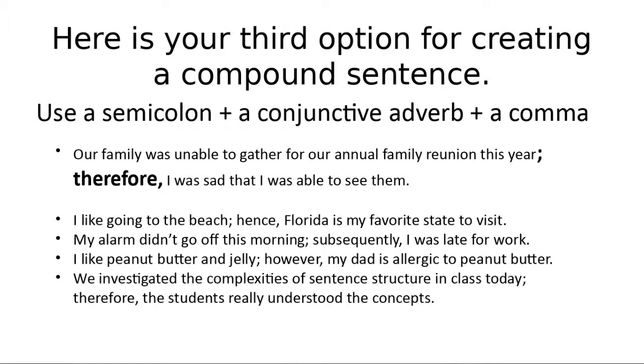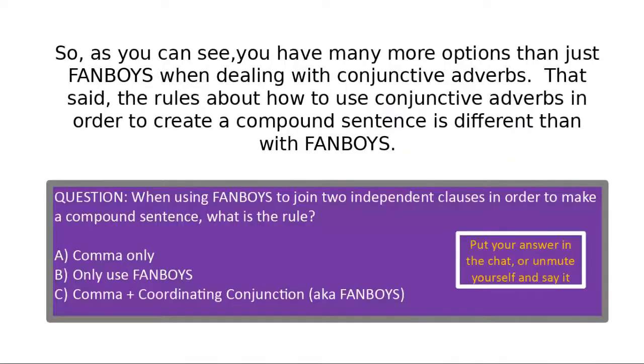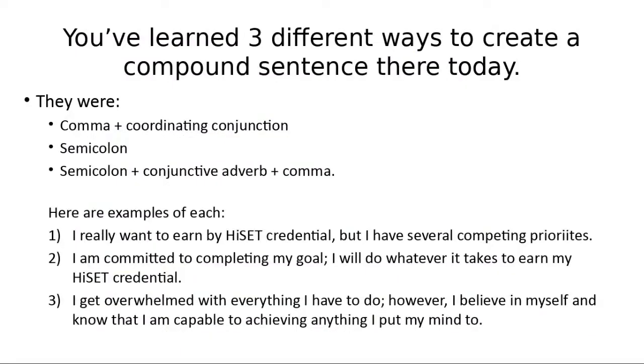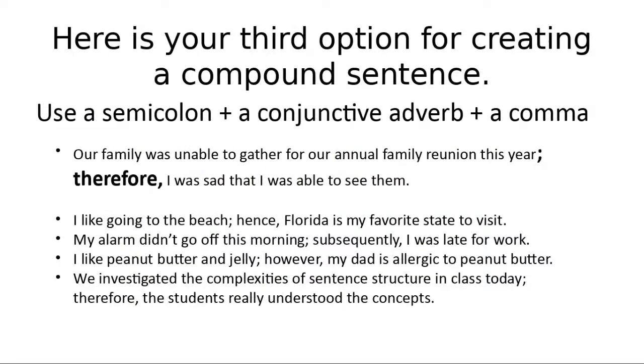Well, I showed you that list before that has all the different conjunctive adverbs on it. So instead of just the comma and a fanboy where you're limited to those 7 words, in this method you use a semicolon, one of these words, which is referred to as a conjunctive adverb, and then a comma at that conjunction spot. So your formula is semicolon plus a word plus a comma.